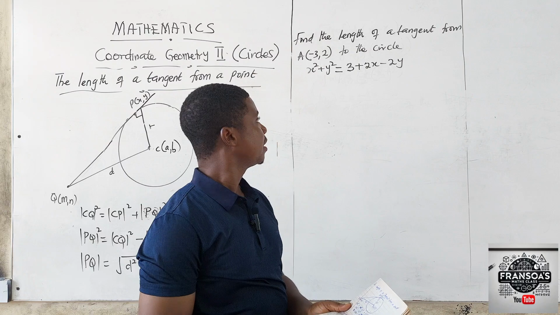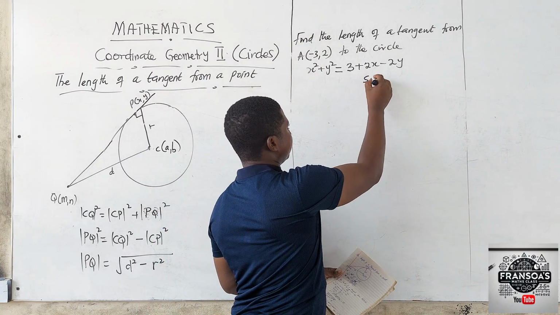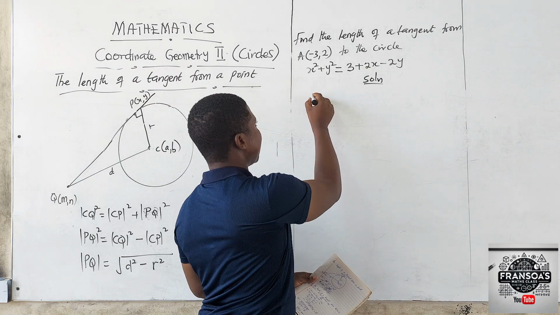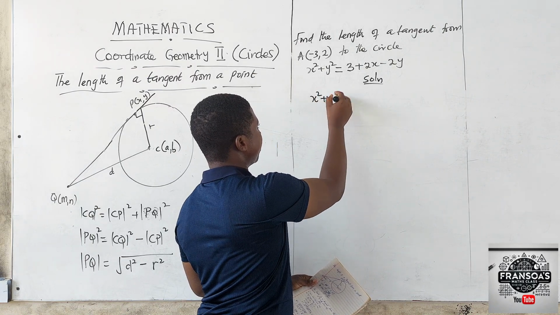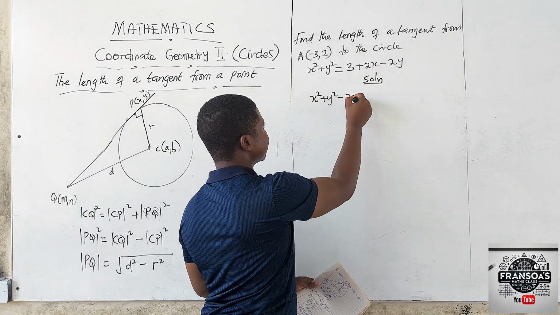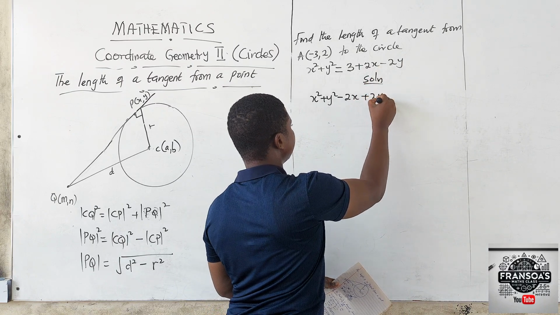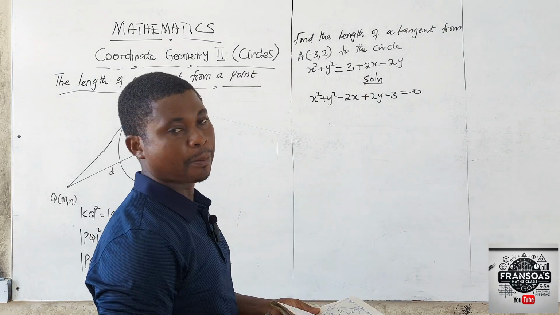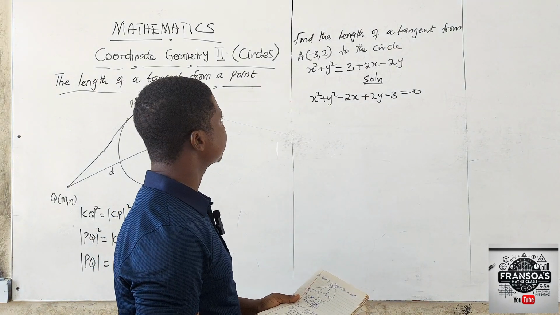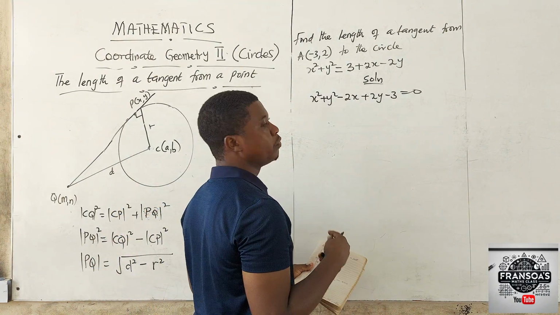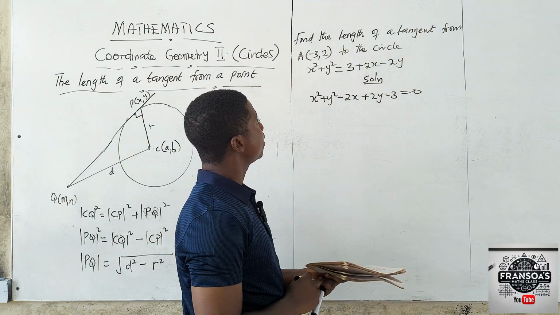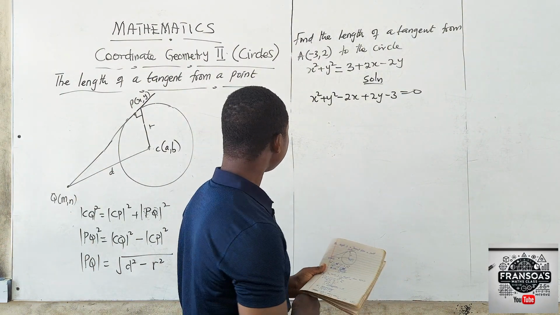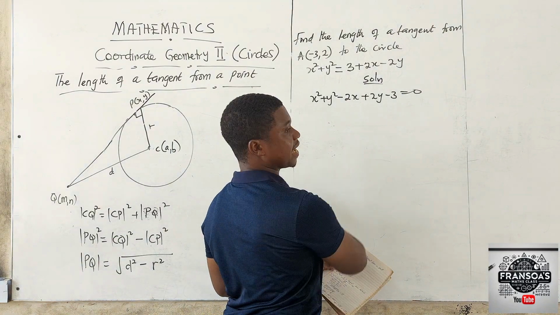With this, we can first bring this one here. We have x squared plus y squared minus 2x plus 2y minus 3 equal to 0. From this, we know our point. We need to get our center and probably our radius. So let's get our center.